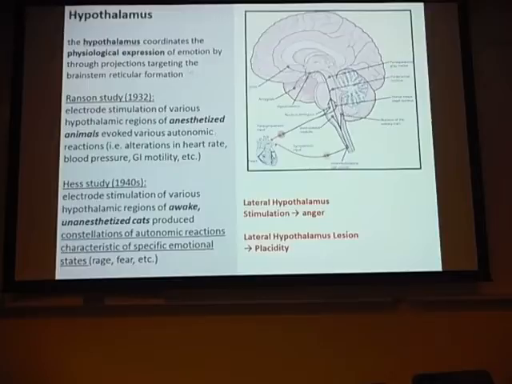And so the hypothalamus is important, we know, for the physiological expression of emotion. Not so much the interpretation or the subjective feeling of emotion, but the physiological expression of emotion. That's really important to distinguish, because we've talked about two aspects of emotion, the subjective feeling and the physiological expression. The hypothalamus is important for that physiological expression of emotion.